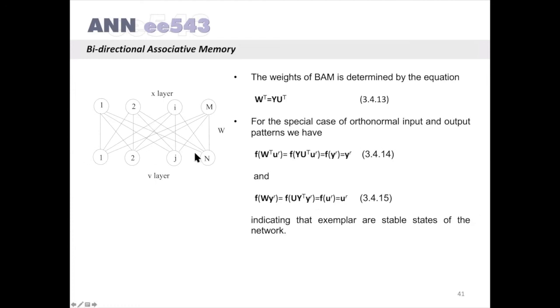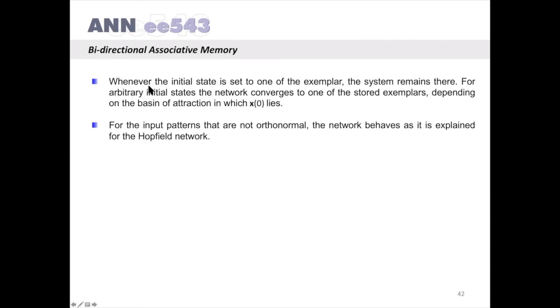Once we are calculating the outputs from this layer, and from that one, we are calculating back the outputs in this layer, after that the outputs are not changed. Whenever the initial state is set to one of the exemplars, the system remains there. For arbitrary initial states, the network converges to one of the stored exemplars, depending on the basin of attraction in which X0 lies. For the input patterns that are not orthonormal, the network behaves as it is explained for the Hopfield network.